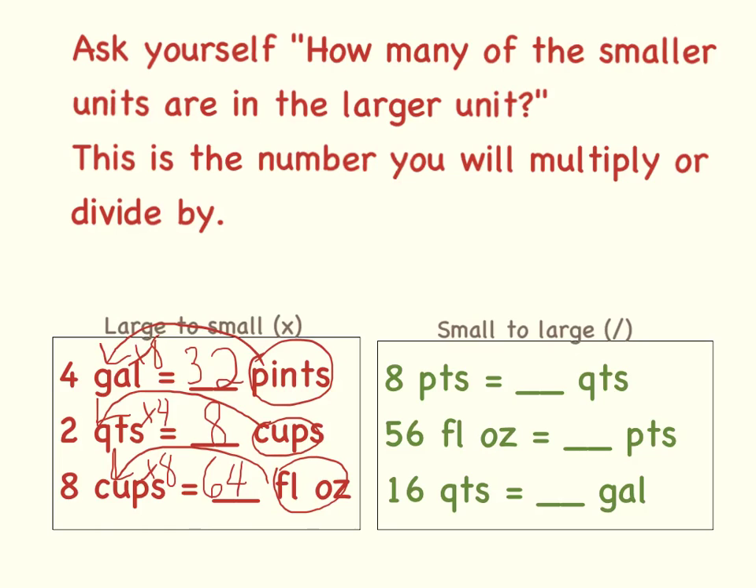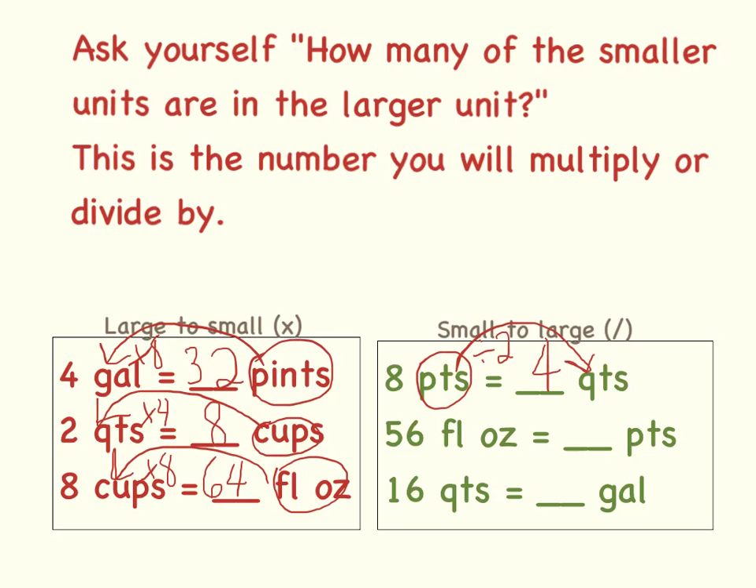So pints is smaller, so I ask myself how many pints are in 1 quart? Well, there are 2 pints in 1 quart, so that's what I'm going to divide by. So 8 divided by 2 is 4. So 8 pints would be equivalent to 4 quarts.